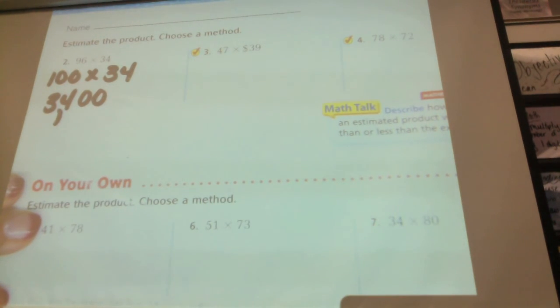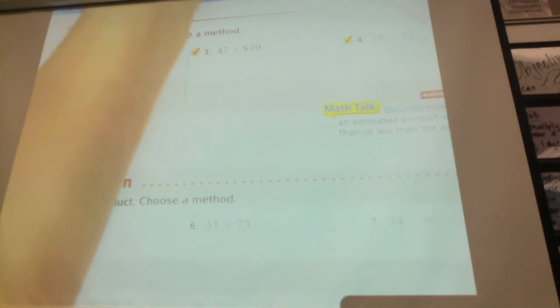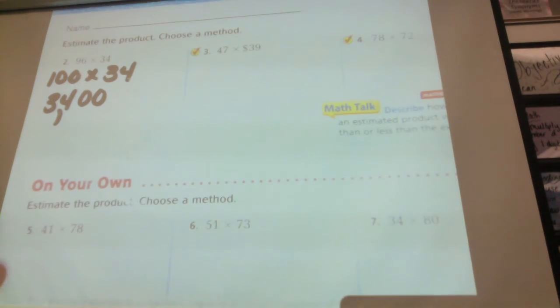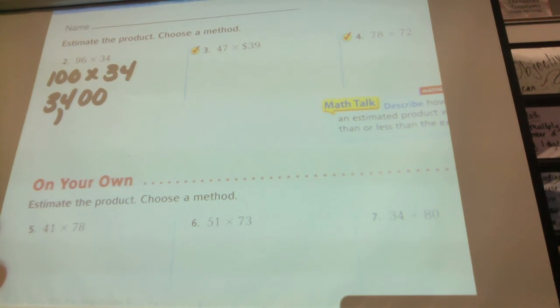What about number 3? I want you to think about it first before you're raising your hand. What numbers do you think you will round? Will you round both? Will you round one? Will you round to a friendly number? How will you round these to multiply? What do you think will be the best way? Okay, what did you decide?